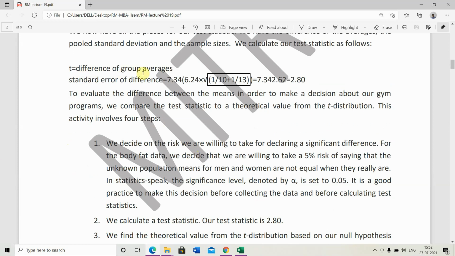T equals the difference of group averages divided by the standard error of the difference: 7.34 divided by 6.24 multiplied by the square root of 1/10 plus 1/13, which equals 2.80. To evaluate the difference between the means in order to make a decision about our gym program, we compare the test statistic to a theoretical value from the t distribution. This activity involves 4 steps.